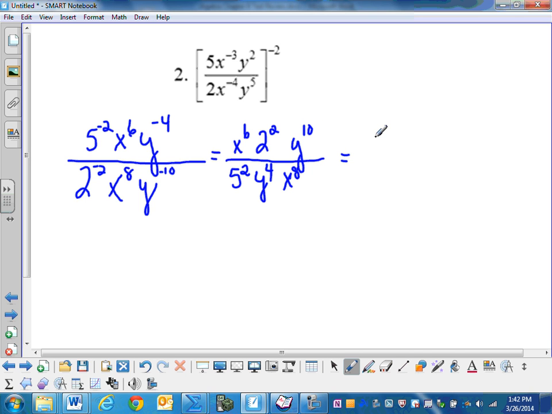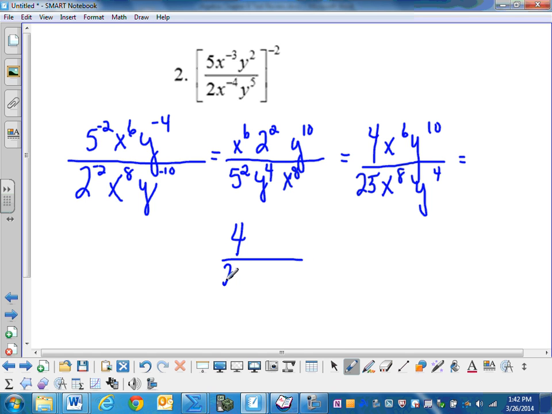So now I'm going to simplify my numerator, simplify my denominator. Now I'm going to divide those. This is going to give me 4 over 25, x squared in the denominator, and y to the 6th in the numerator.